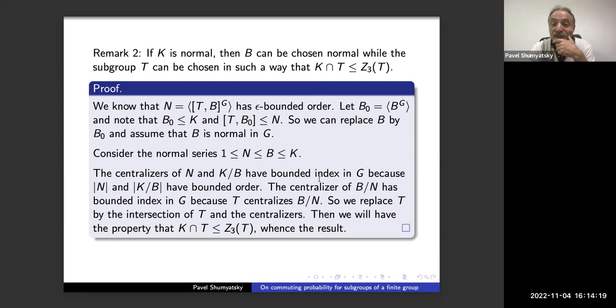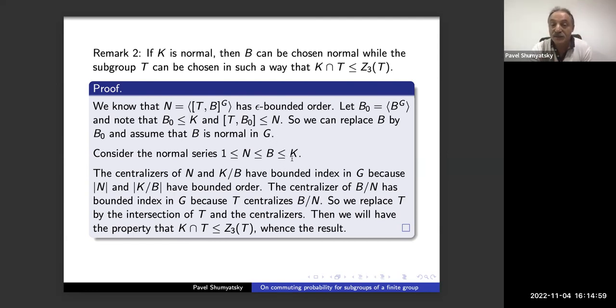And now let's look at the centralizer of the section B over N. Actually, it's not difficult to understand that the subgroup T centralizes B over N because of the definition of N. When we kill N, it follows that in the quotient, T centralizes B, which is now normal. So T centralizes the section B over N. And therefore, our original T, we can just replace by T intersect with the centralizer of N, intersect with the centralizer of K over B.